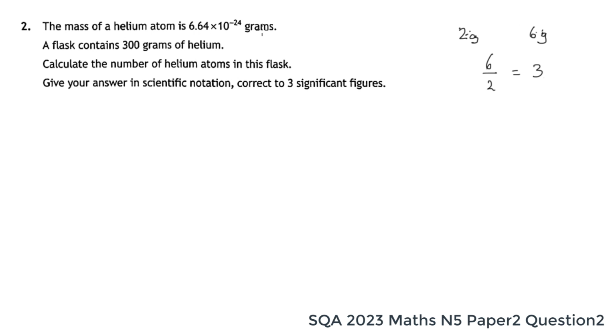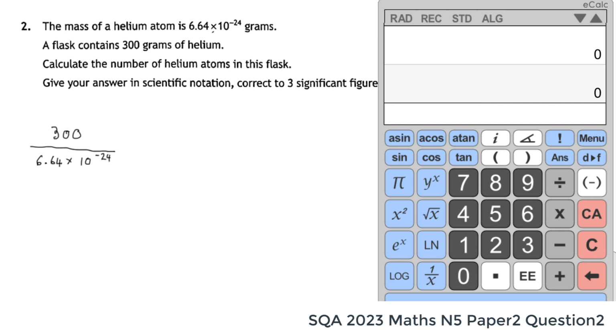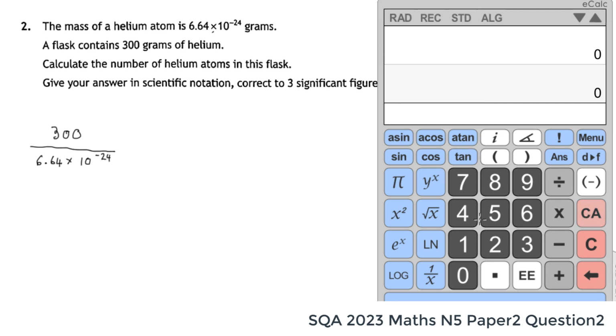So how many of these are in 300 grams? We take 300 grams and divide it by the mass of one atom. So that's the calculation that'll give us the number of atoms in the 300 grams of helium. So let's enter this into our calculator.